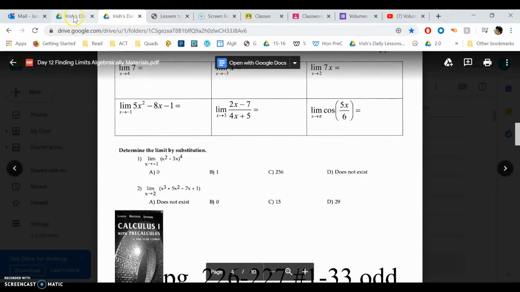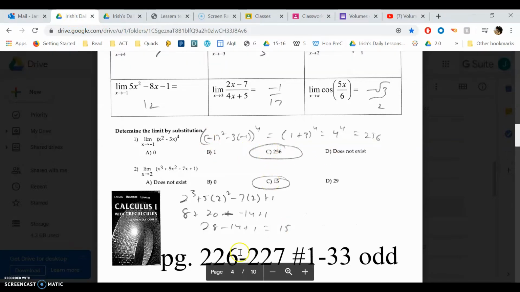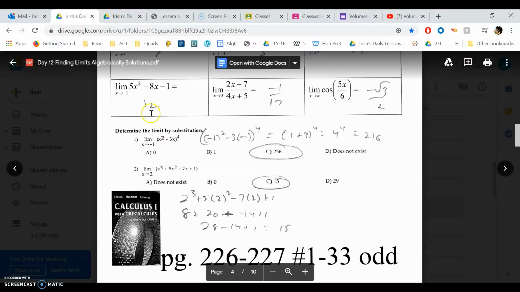Yeah, you want to see the answers? Here you go. Bam. You should have got C for the first one and C for the second one, and there's the work. Not too bad, right? Okay, let's try another one, shall we?